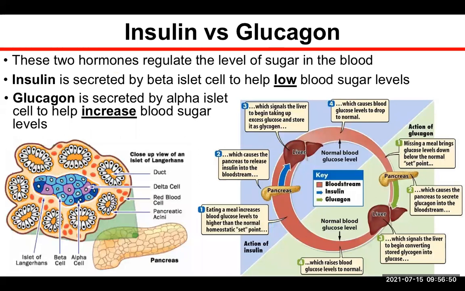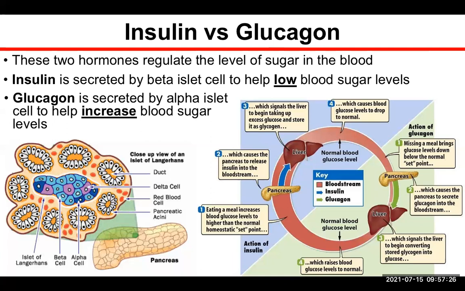So here I have a comparison of insulin versus glucagon. Again, these are the two hormones that regulate the amount of sugar in the blood. Here I have a picture of the pancreas. This is where your glucagon and insulin are secreted from. Within your pancreas, you have a few different cell types, but the cell types I really want you to pay attention to are your beta and alpha islet cells. These are a specialized kind of cell that lives within your pancreas.